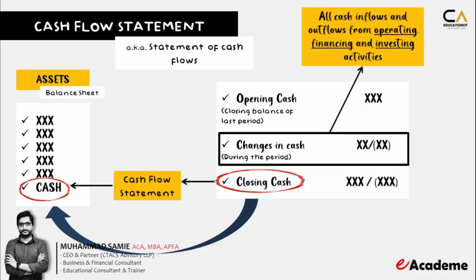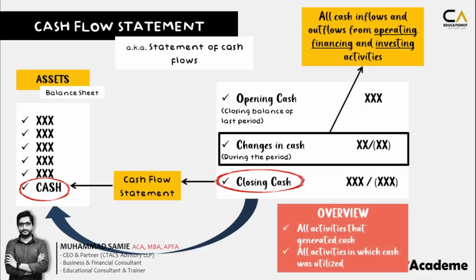In a nutshell, this statement gives a complete overview of all the activities that generated cash and all the activities in which cash was utilized by the business during a certain period.